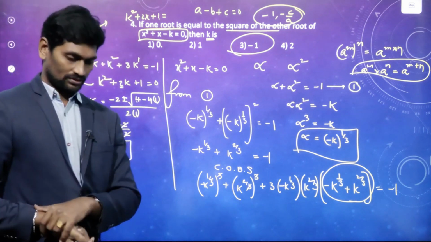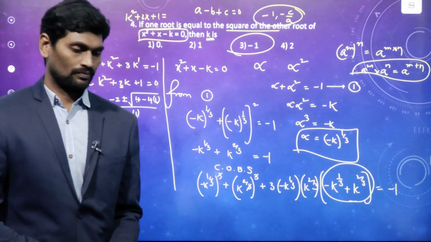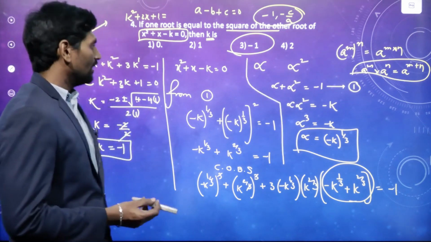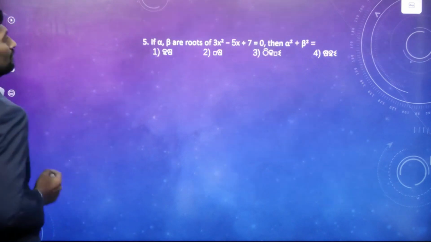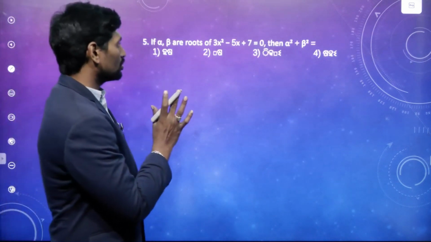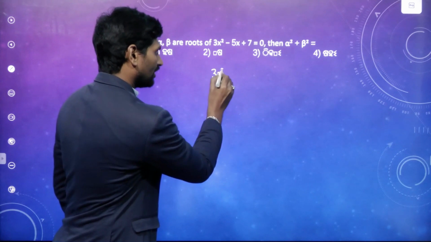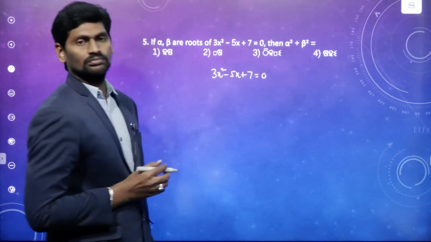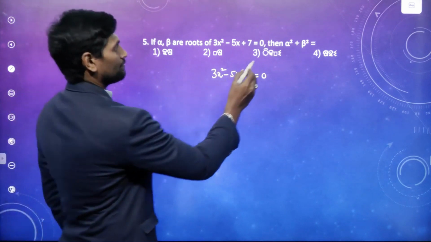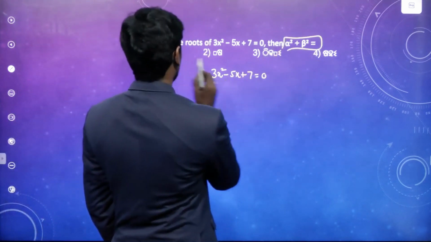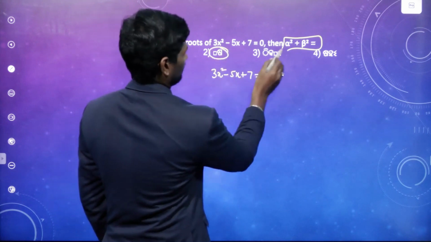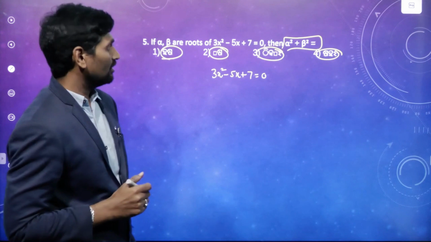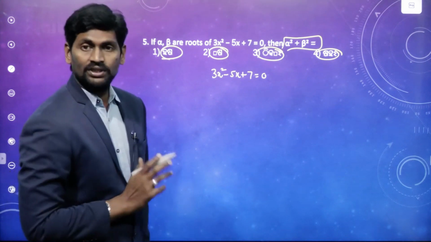Yeah, please note it. We will discuss one more problem, then we will wind up the class. Right. Next problem. Alpha, beta are roots of 3x square minus 5x plus 7 equals 0. Find alpha square plus beta square. Your options are not given, but let us find out the value of alpha square plus beta square.